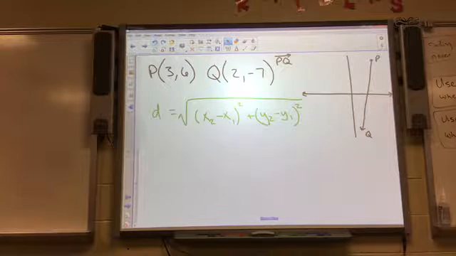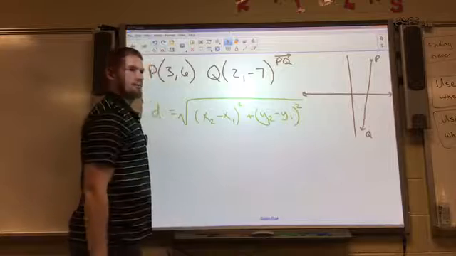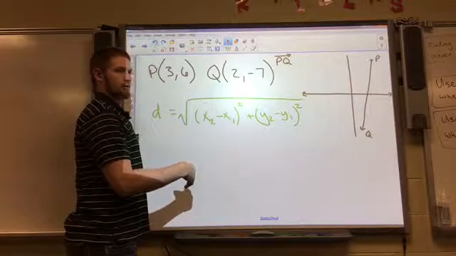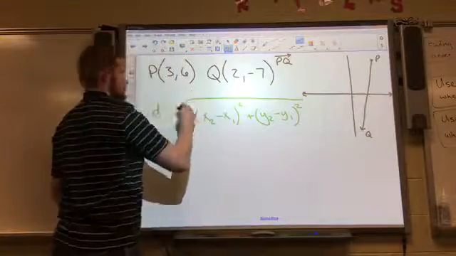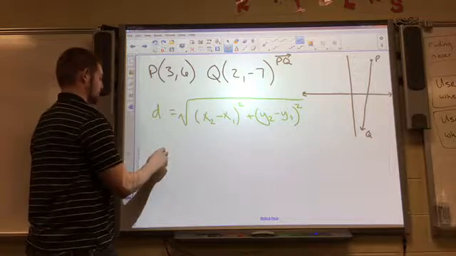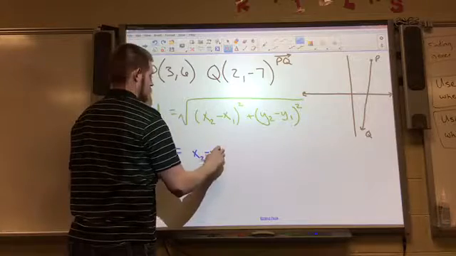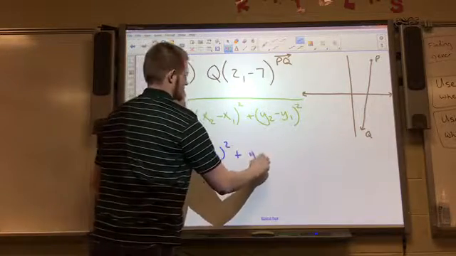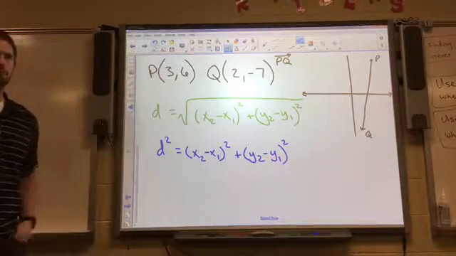This distance formula is actually just the Pythagorean theorem. So let's think about this. If I have a square root over this whole side, what's the opposite of square rooting? Squaring. So if I squared this side, my square root would cancel, right? But what I do to the right side, I got to do to the left side. So I would have d squared equals (x2 minus x1) squared plus (y2 minus y1) squared. Everybody agree with that so far?